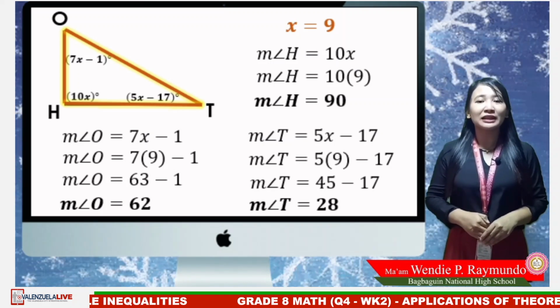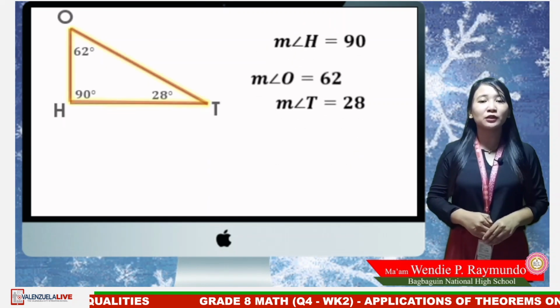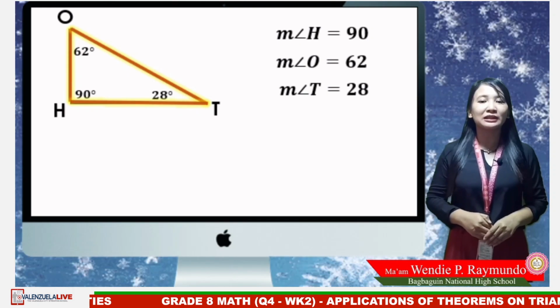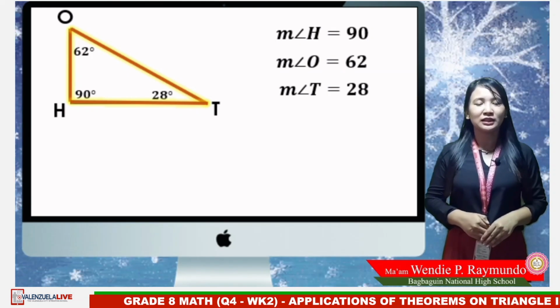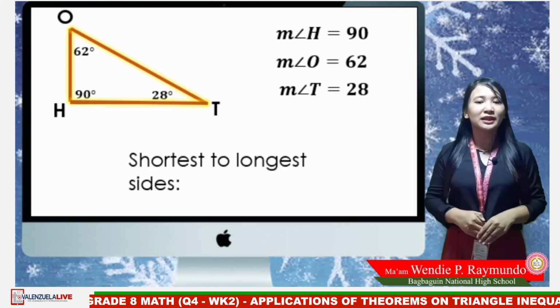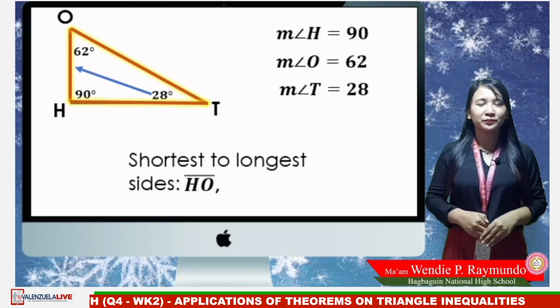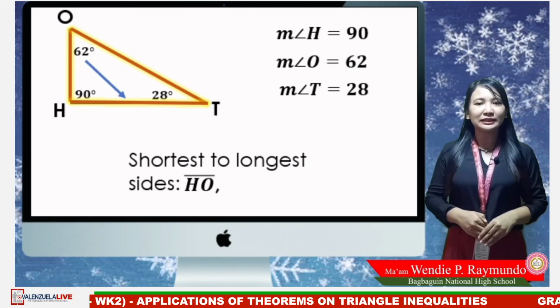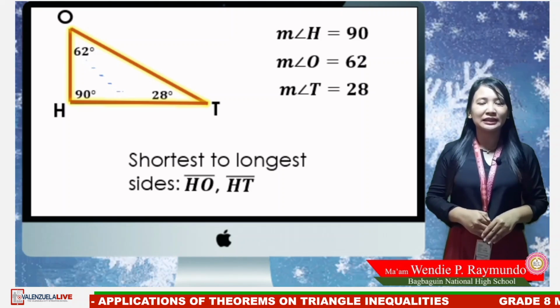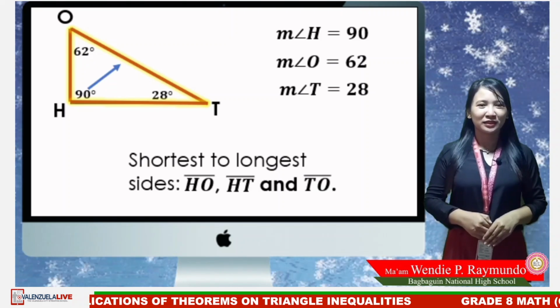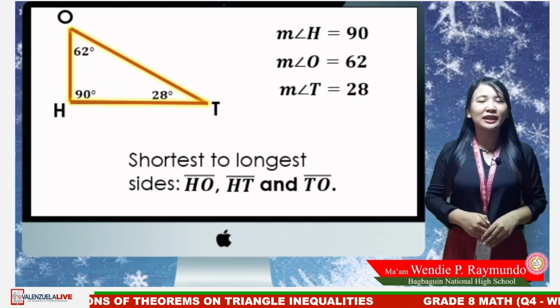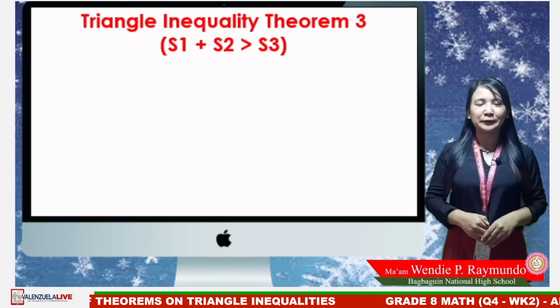So measure of angle H is 90, measure of angle O is 62, and measure of angle T is 28. So the shortest to longest sides are the side HO, HT, and the side TO. Next is the triangle inequality theorem number 3.